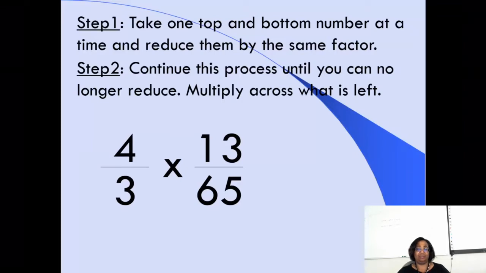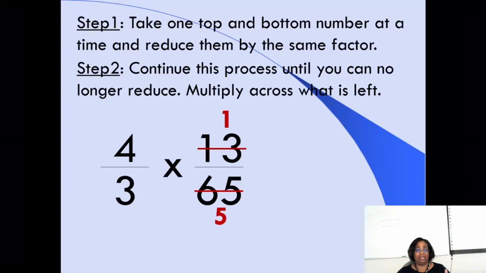So I have two fractions here, 4 thirds and 13 65ths. And like I said, the first step is to take a top one and a bottom one and see if I can reduce them by the same factor. Is there anything top and bottom I can reduce by the same factor? Yeah, how many times will 13 go into 65? So I can do 13 and 65 by the factor of 13. 13 goes into 13 how many times? Once. And 13 goes into 65 5 times.